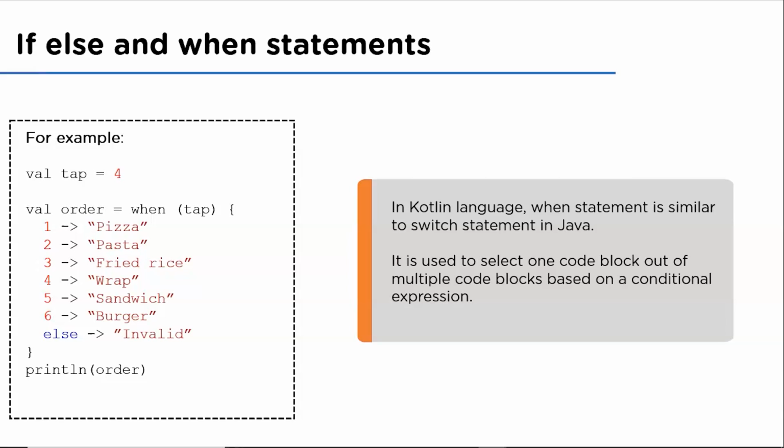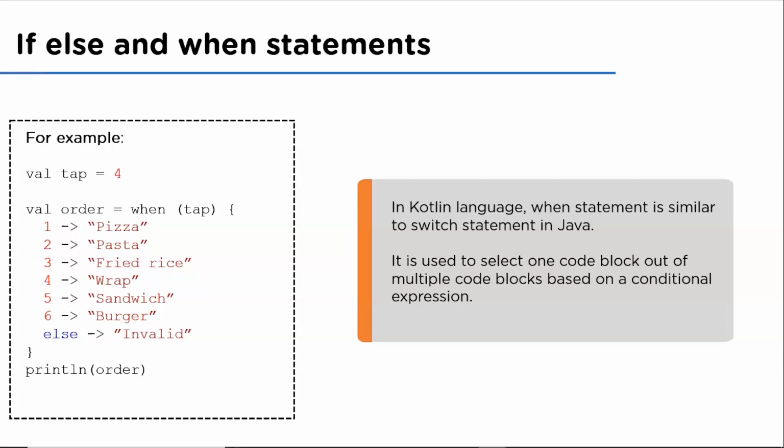In this case, there are no code blocks but single line branches. The branch value that matches with the value of tab, that particular branch will execute. Like wrap will execute, which is then stored in the order variable, which is then printed.